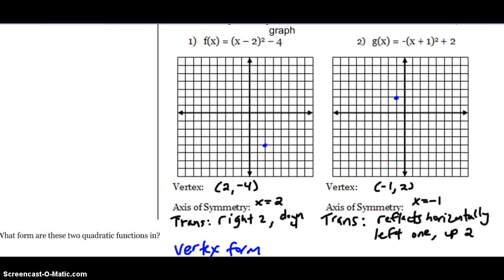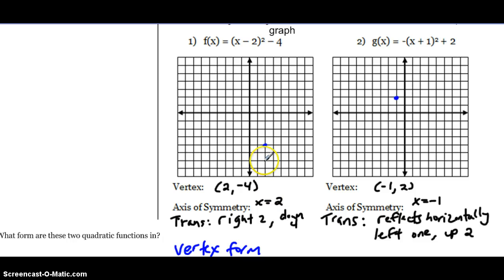Okay, so first I would think about the transformations for this equation. Our transformations are right 2, and then our k is -4, so it's down 4. So 2 transformations for my first graph. Remember our parent graph starts at the origin. So if I go right 2 and down 4, this would be my vertex. So that point is (2, -4). And then our axis of symmetry, remember, is a vertical line through the vertex, so it will be x equals 2 in this case.